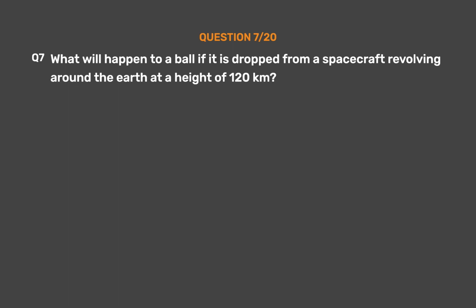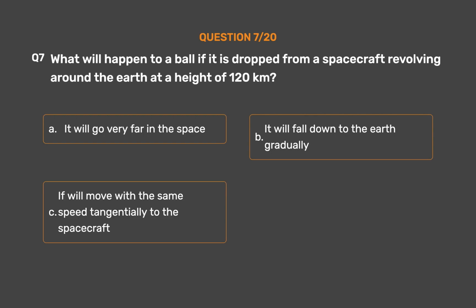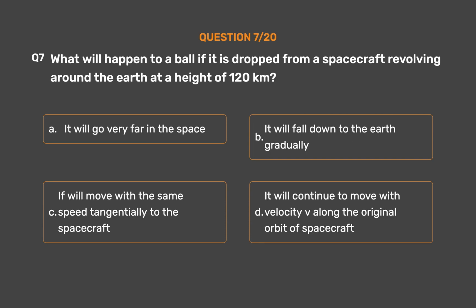Question number 7. What will happen to a ball if it is dropped from a spacecraft revolving around the Earth at a height of 120 kilometers? Option A. It will go very far in the space. Option B. It will fall down to the Earth gradually. Option C. It will move with the same speed tangentially to the spacecraft. Option D. It will continue to move with velocity v along the original orbit of spacecraft. The correct answer is Option D. It will continue to move with velocity v along the original orbit of spacecraft.